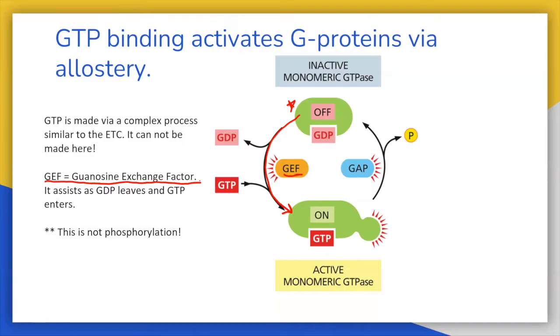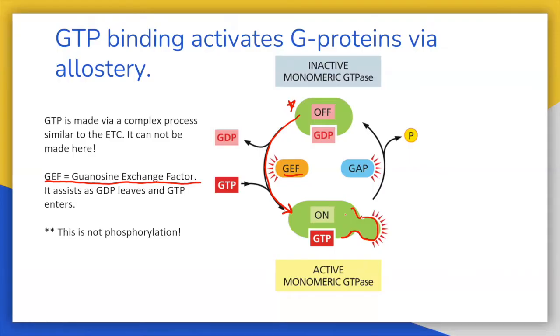And that causes an allosteric change and activates this protein. Now it's in the on position. Again, this is not phosphorylation, it's an exchange. GDP leaves, GTP comes in. Just like you were exchanging a shirt that's too small, and you give one over and you take a new one.